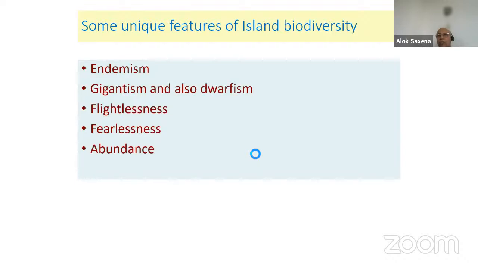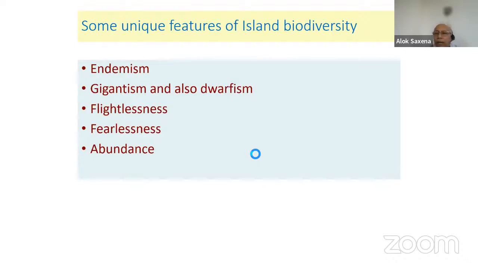But there is another thing, dwarfism. This is found mostly in insects, and the explanation given is that insects have a particular food plant as their food habit. So if the food resource is limited, the only option for the living being is to reduce its body size. So dwarfism is also observed on islands. The species become small in body size, so that their food requirement is also limited, and they can maintain their population.